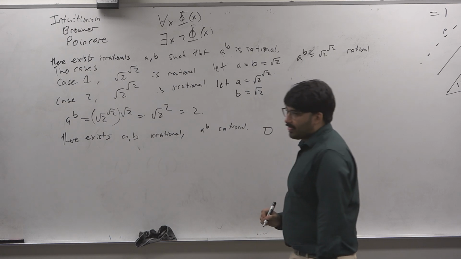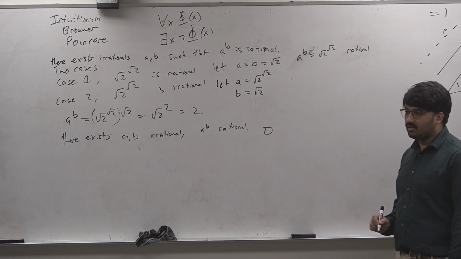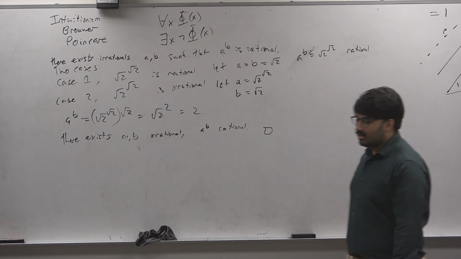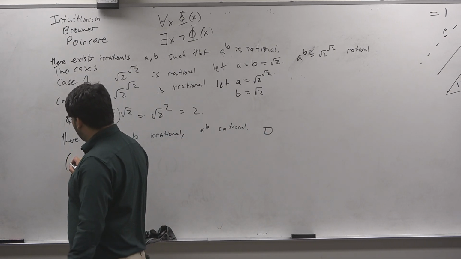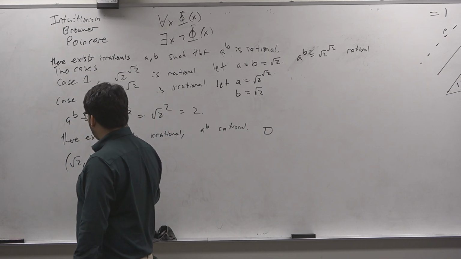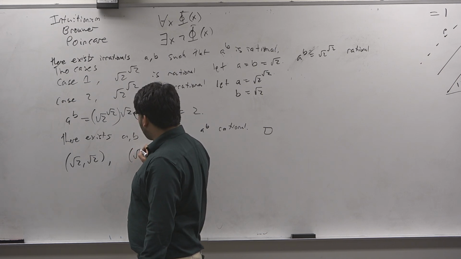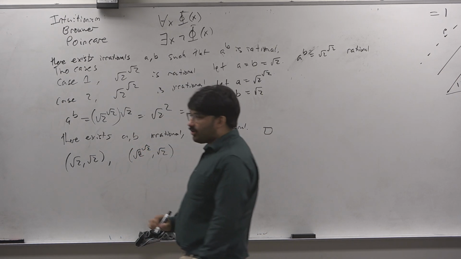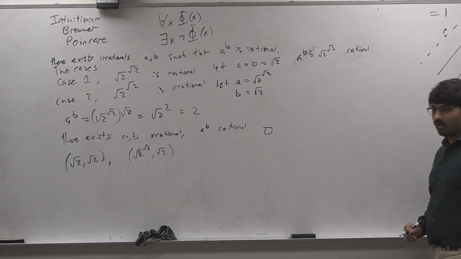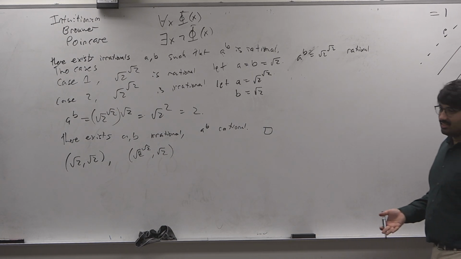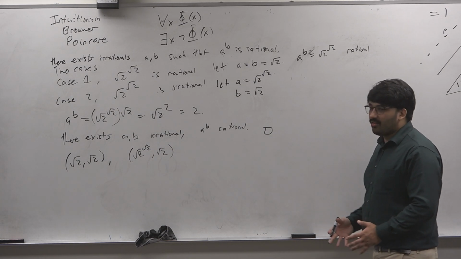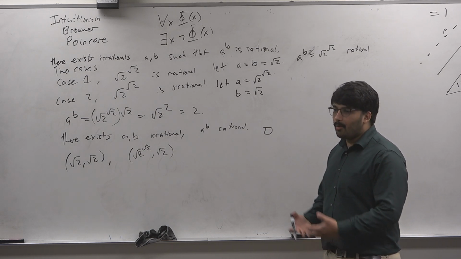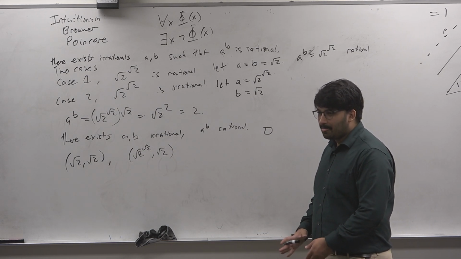Now notice, importantly, we have demonstrated the truth of the theorem. We don't know an example of, we don't know what a and b are. It is one of the two cases. It must either be square root of 2, or square root of 2 to the square root of 2 and square root of 2, okay? One of those pairs of numbers, this theorem is true for, but we don't know which one. So this is an example of a non-constructive proof because we have demonstrated the existence of an object, but we don't actually know what the object is.